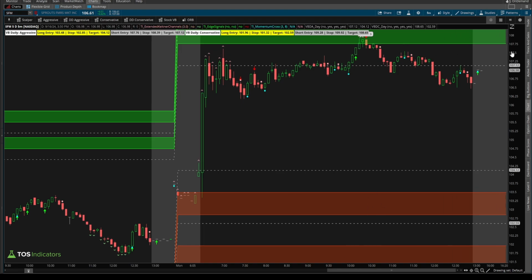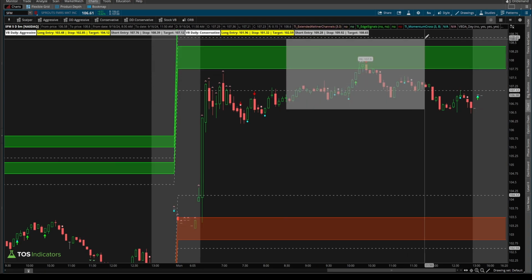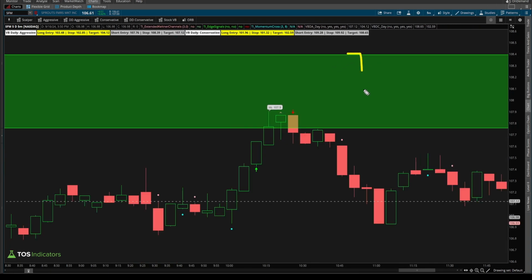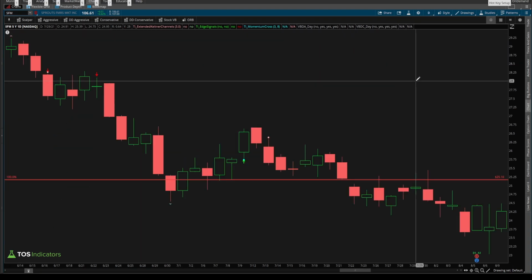Short side setup. Now, in the case of Sprouts Farmers Market, we have a volatility edge here. We know that we've made a new all-time high, so definitely looking to be a little bit more cautious, starting with larger time frame charts instead of directly going to that 2-minute.